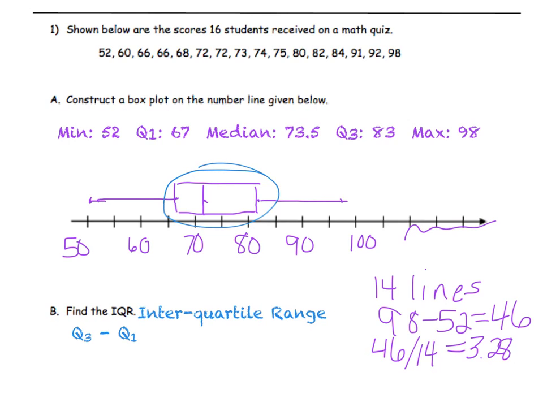So Q3 was 83 and Q1 was 67. When I subtract those, I get 16. Therefore, the interquartile range is 16. There you have it. That's how you make a box plot.